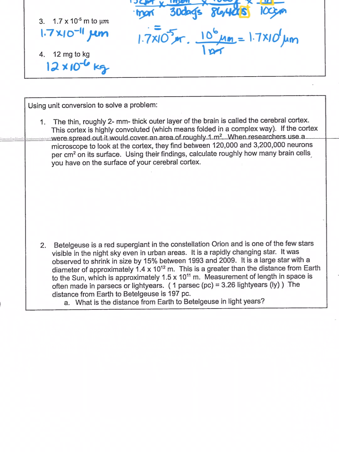Now we want to look at the cortex, and we find between 120,000 and 3,200,000 neurons per square centimeter. So we need to change this first to square centimeters. If we have 1 meter squared, that is equal to 1 meter quantity squared, which means what exactly? 1 meter is 100 centimeters, so we're going to have to square this whole thing for the units to work. So that's going to be 10,000 centimeters squared.